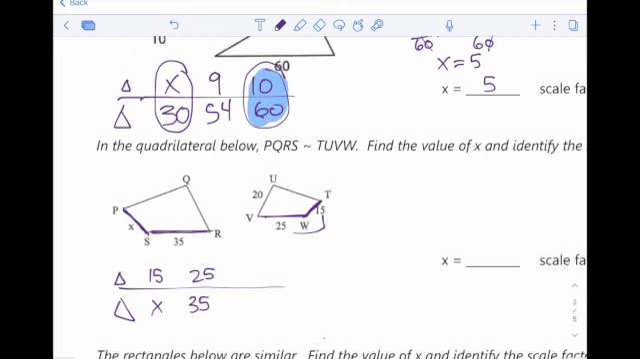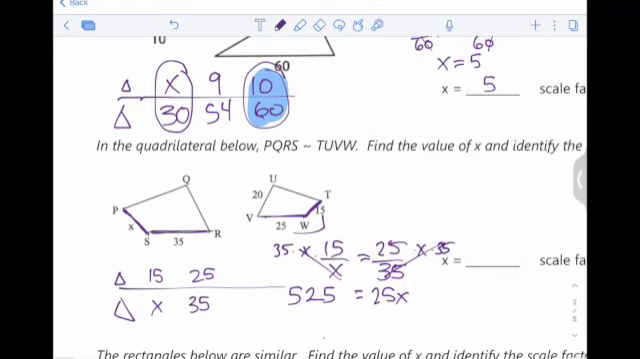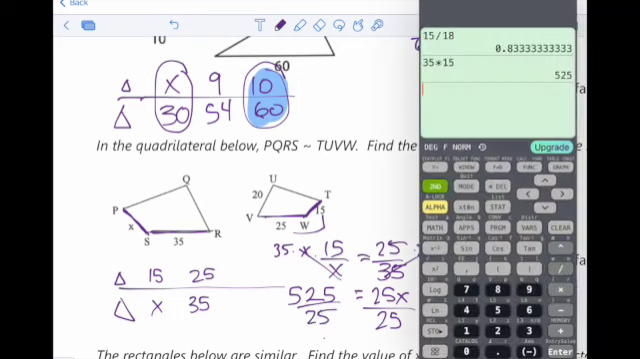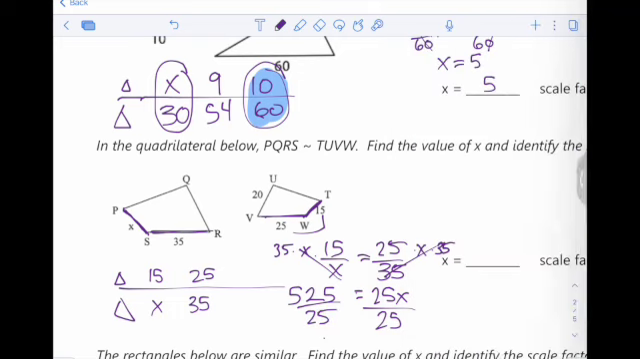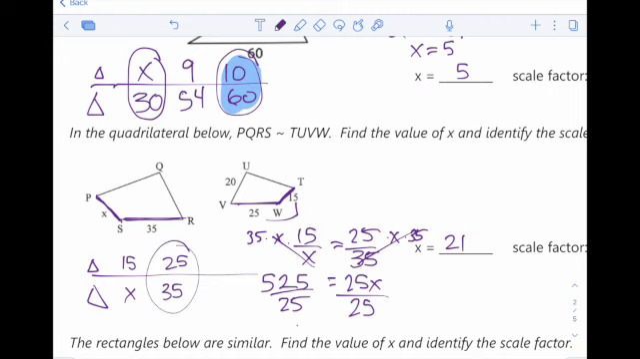I'll set up a proportion, 15 over x equals 25 over 35. I'm going to multiply both sides by x and by 35, so that these go away, and it's 25x. If you cross multiply, because that's how you learned, do your thing. I'm not going to teach it that way, but if you know how to do it, you do it. 5 times 5, divide by 25, x is 21. Scale factor was that 25 over 35 here.